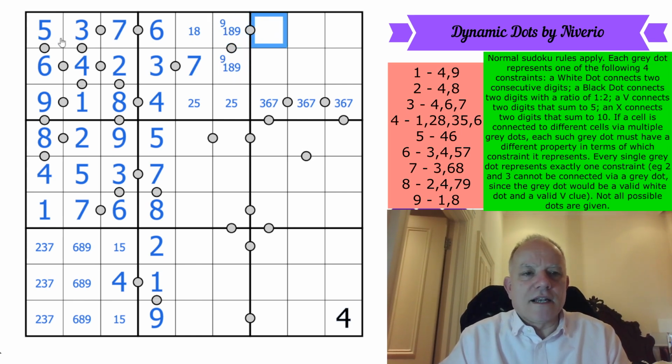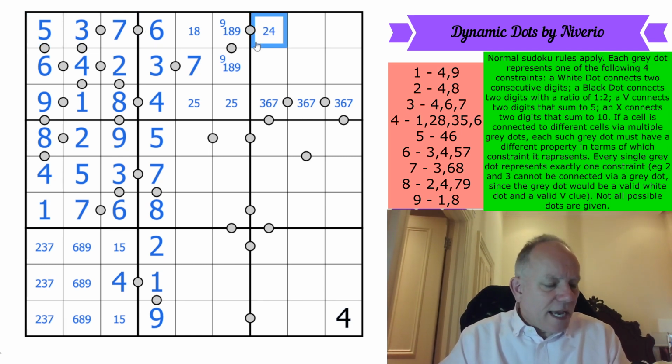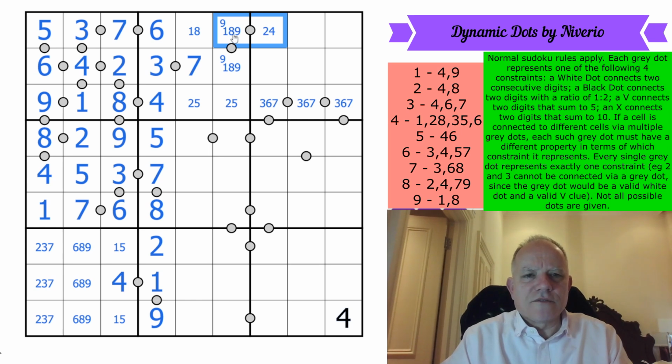So this is not 189 or 537 or 6. This is 2 or 4. Now, 1 is not allowed to connect to 2. Oh, bother. It could be 8, 2, or 1, 4, or 9, 4. Yeah, I don't think any of those are ruled out as far as I can see. How can it be 9, 4? What am I talking about? No, it can't be 9, 4.